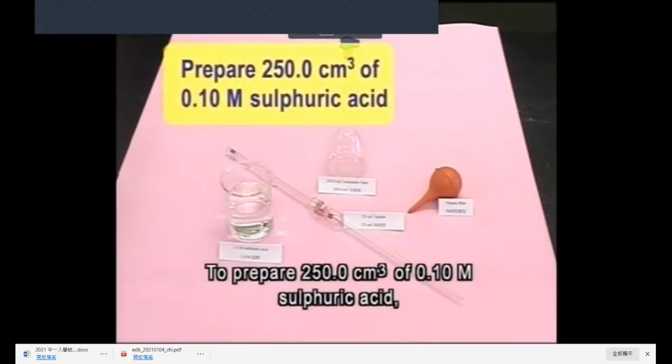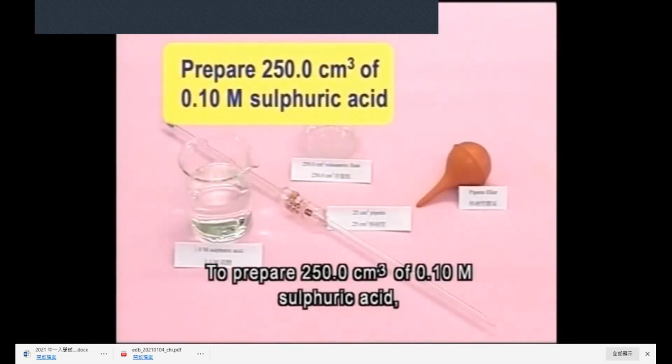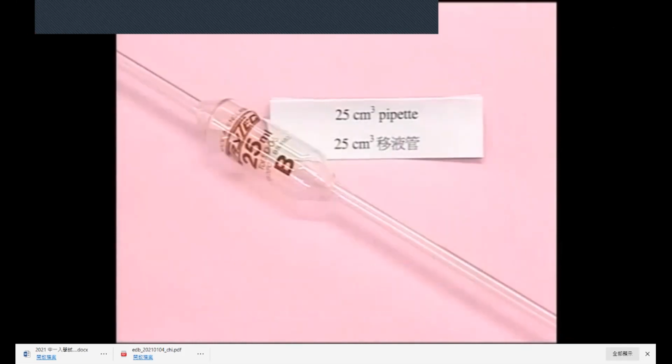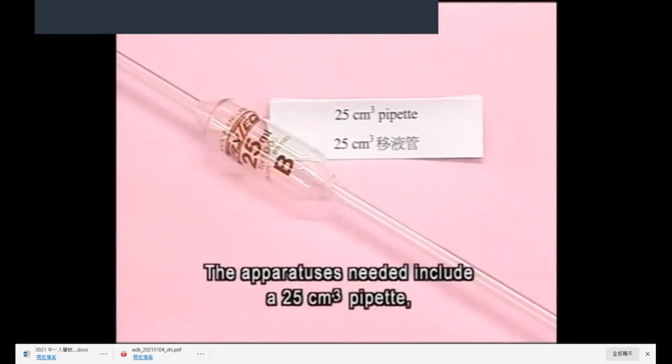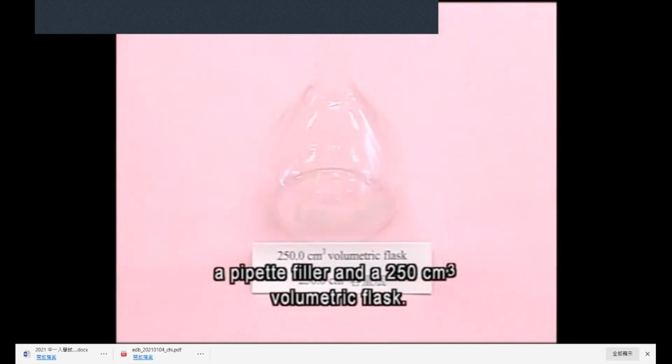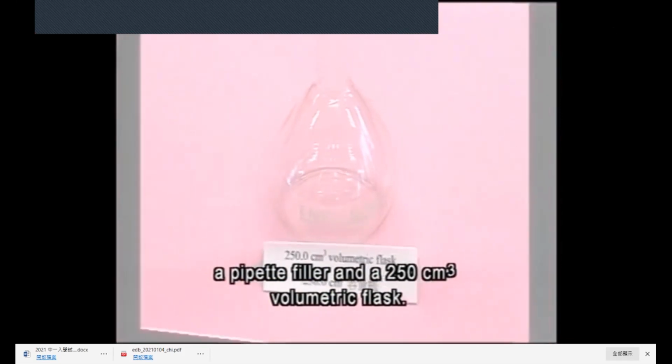To prepare 250 cubic centimeters of 0.1 M sulfuric acid, 25 cubic centimeters of 1 M sulfuric acid is required for dilution. The apparatuses needed include a 25 cubic centimeter pipette, a pipette filler, and a 250 cubic centimeter volumetric flask.